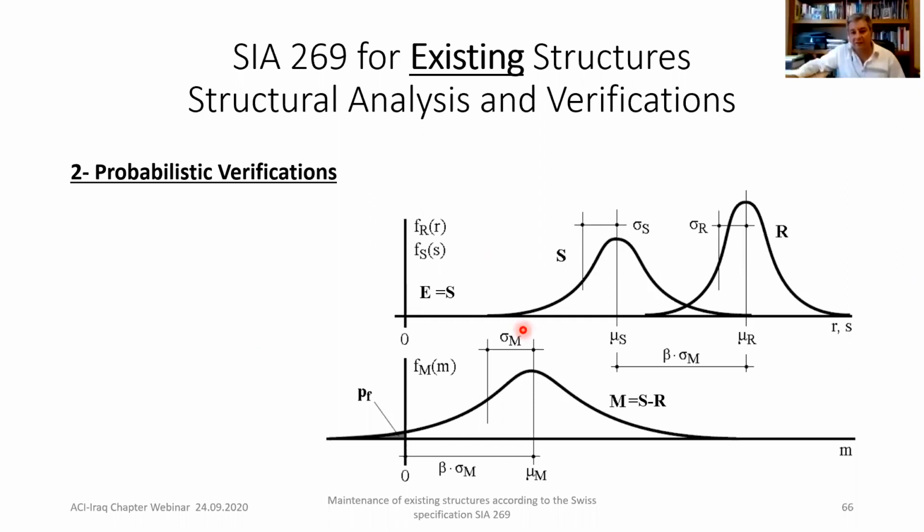And here is the main study of the JCSS. This curve means the resistance should be bigger than the effects, and the evaluation of risk comes from this overlapping part.